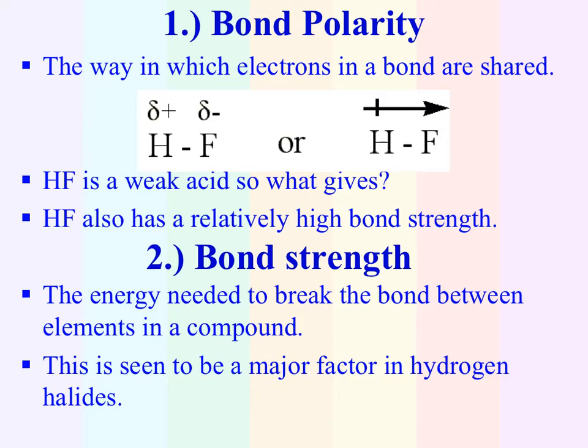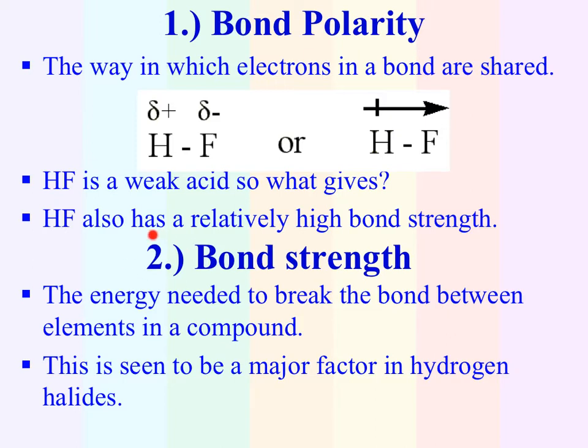So one might ask, well, if HF is a weak acid, but there's a huge difference in electronegativity here, why is HF not a stronger acid? And that's because we have to consider another feature of what's physically going on here. So HF, even though there's a large degree of polarity between the hydrogen and fluorine atoms in the molecule, there's also a relatively high bond strength. So there's really good orbital overlap, and so that bond strength is really high.